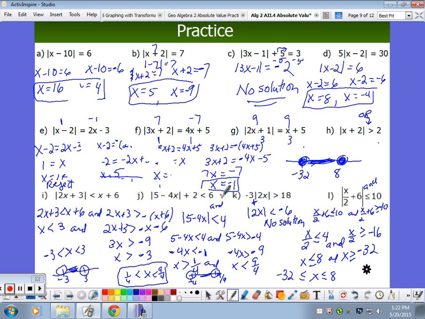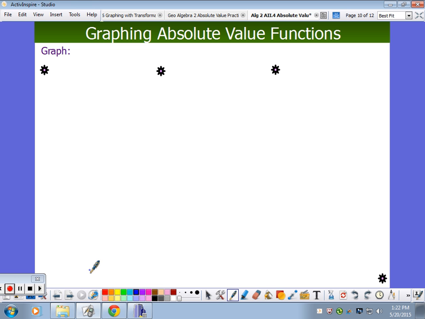And I want to show you another way to approach this that I think is helpful, because there's a lot going on here. It could have two solutions. It could have one, it could have none, it could be all real numbers, right? It could be a lot of things. So graphing to the rescue will help us.